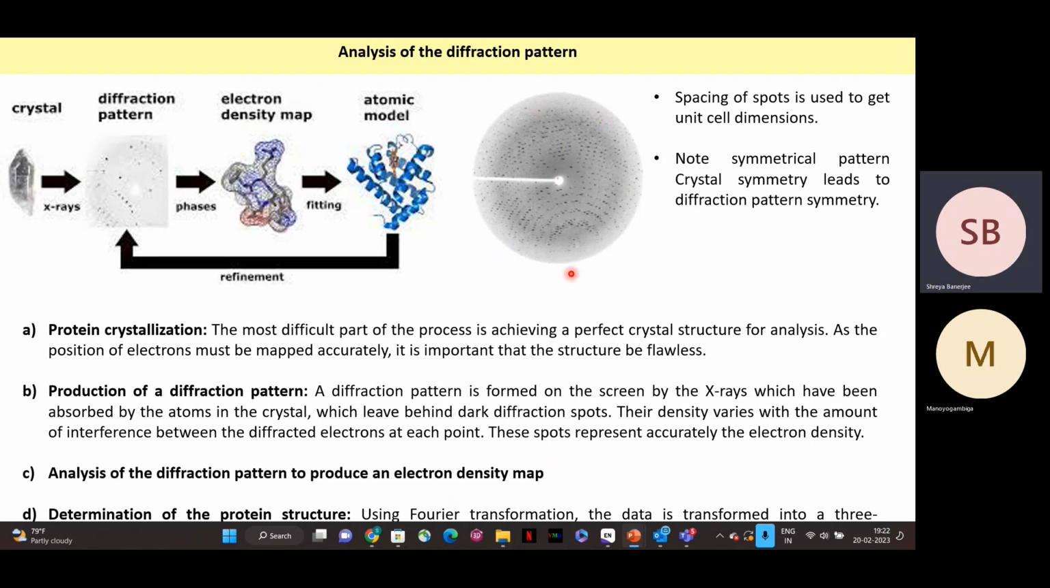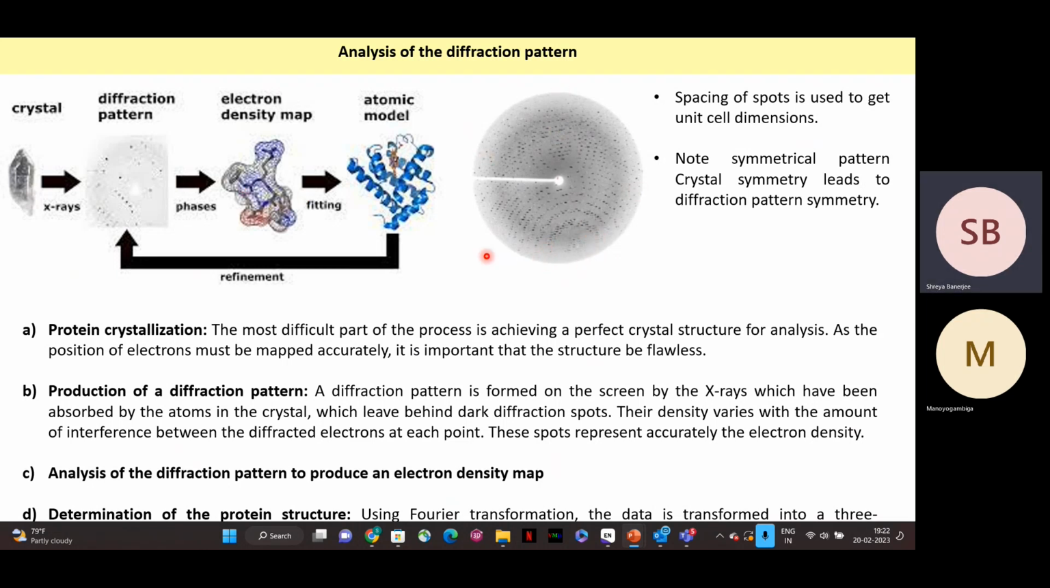So once you have the diffraction pattern, each of the dark spots corresponds to the position of an atom, and the density of the spots varies with the amount of interference with the diffracted electrons at each point. So where there are many dark spots, the electron density is high, like it can be a phenyl ring, which has high electron density. And where the spots are sparse, the electron density is lower.